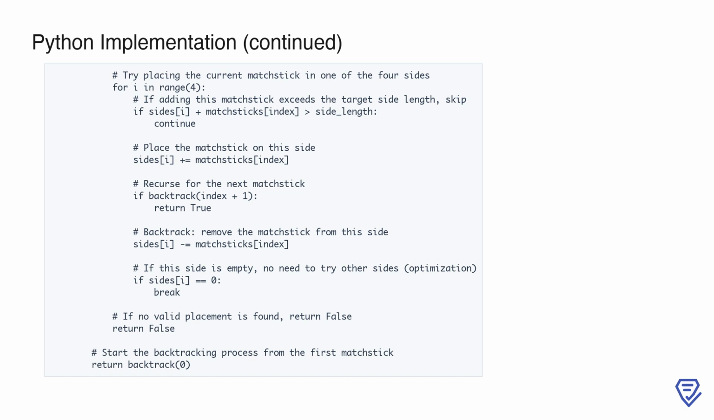If not, we backtrack by removing the matchstick from this side and try another configuration. There's an optimization here. If the side remains empty after removing the matchstick, we can break out of the loop early because trying other sides would yield the same result. If no valid placement is found for the current matchstick, the function ultimately returns false. Finally, the makeSquare method initiates the backtracking process by calling backtrack starting at index 0, which represents the first matchstick.